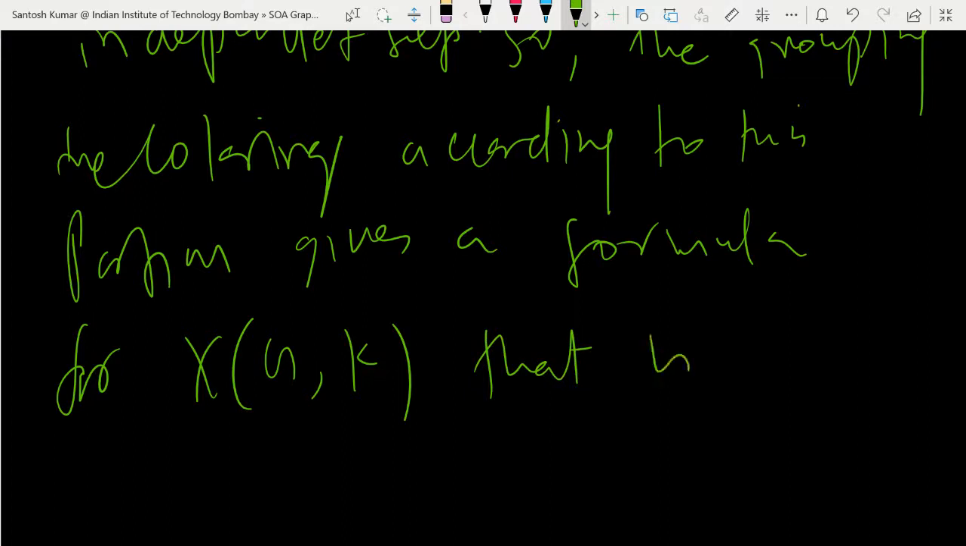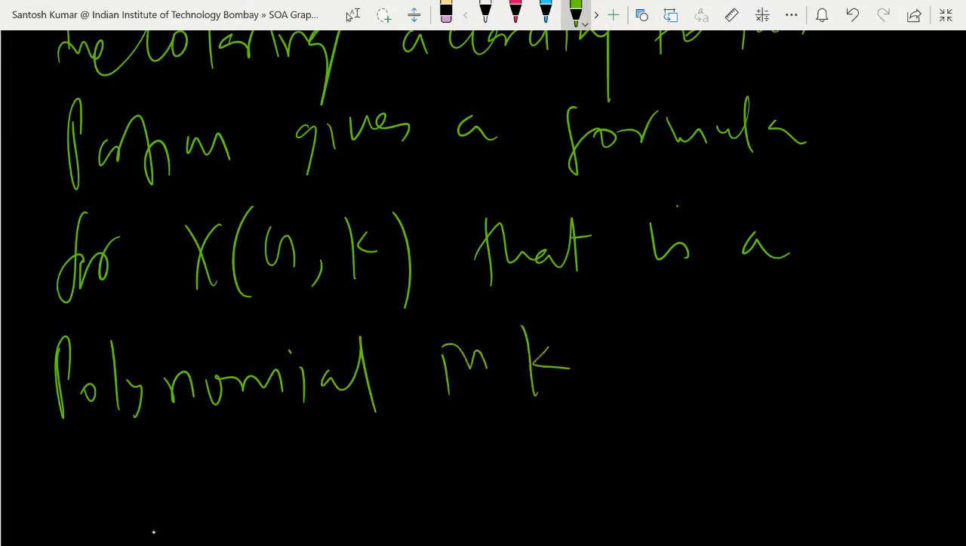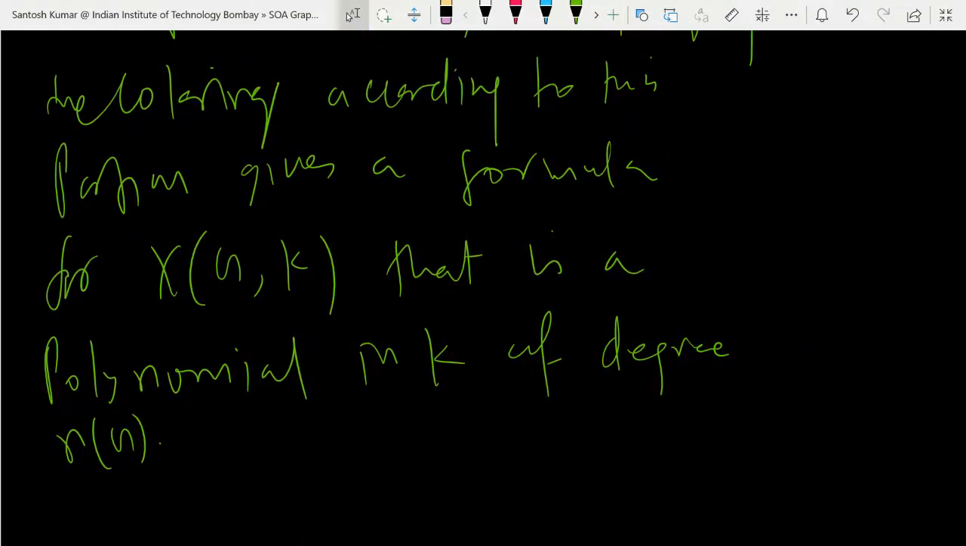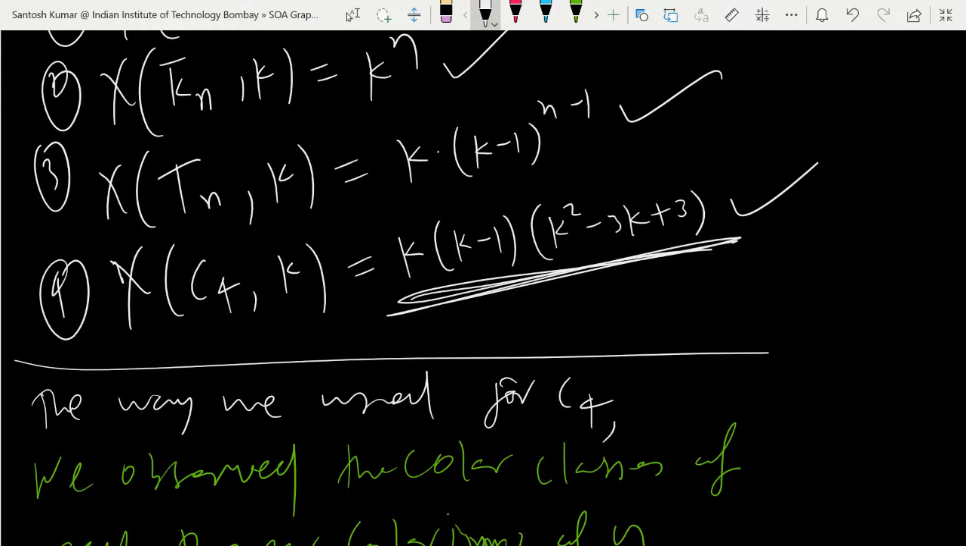And that is nothing but a polynomial in k of degree ng, where ng means the number of vertices. So in this way we can find this quantity for any graph, and that will produce a polynomial in k, and the degree of that polynomial will be ng. You can notice here, if you open it, the degree is going to be 4. Why 4? Because C4 has 4 vertices.